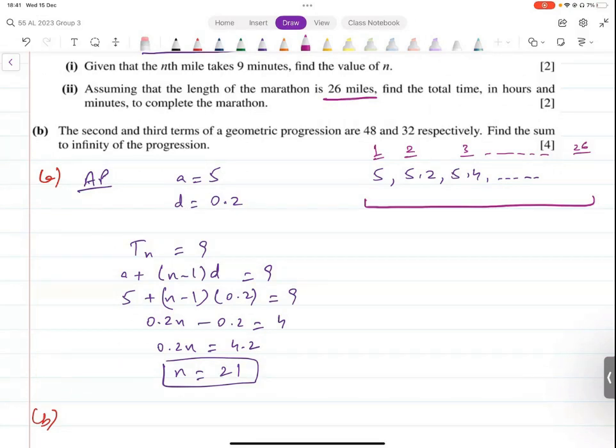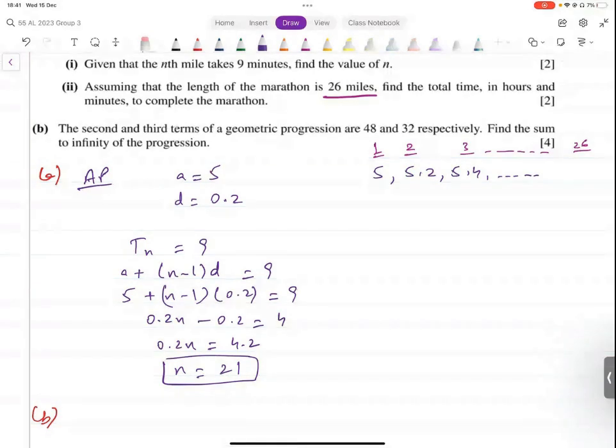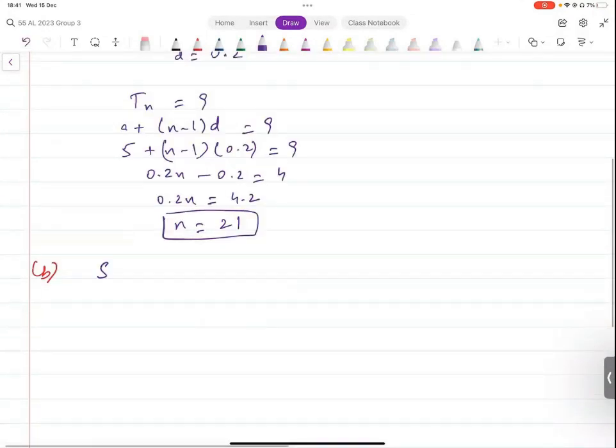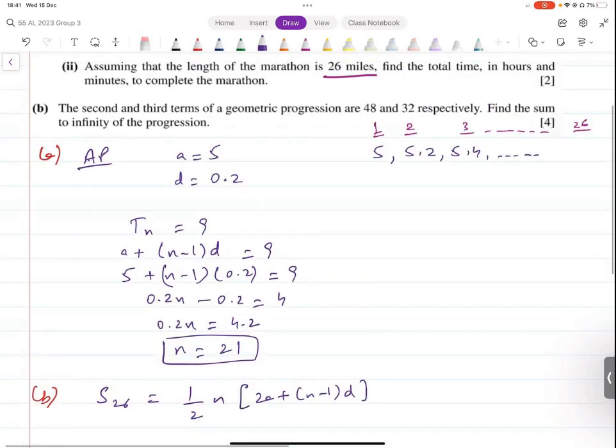That's what we need. Up to the 26th mile, what do you have to do? Find the total time. So basically, you're looking for the sum of all of these terms, because you've got the time for every mile given separately. You want the sum of all of them. Sum of those 26 terms. So you can use the other formula, half n into 2a plus n minus 1 into d. Input 26 as the value of n, with the values of a and d, and you'll get the sum.